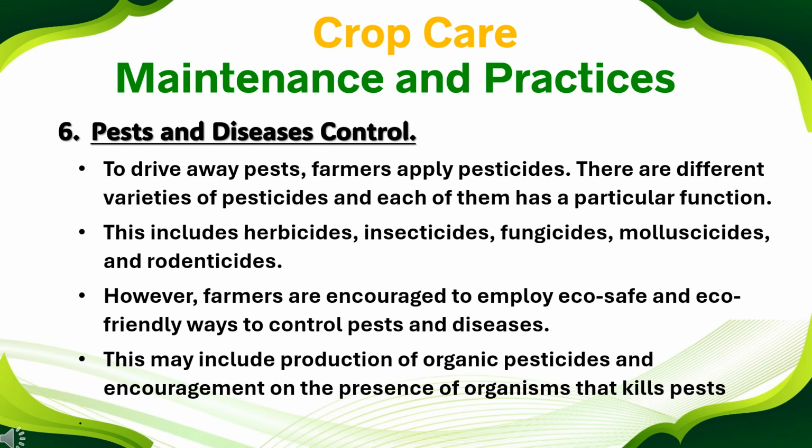The pests and diseases control. To drive away pests, farmers apply pesticides. There are different varieties of pesticides, and each of them has a particular function. This includes herbicides, insecticides, fungicides, molluscicides, and rodenticides. However, farmers are encouraged to employ eco-safe and eco-friendly ways to control pests and diseases. This may include production of organic pesticides and encouragement of the presence of organisms that kill pests.